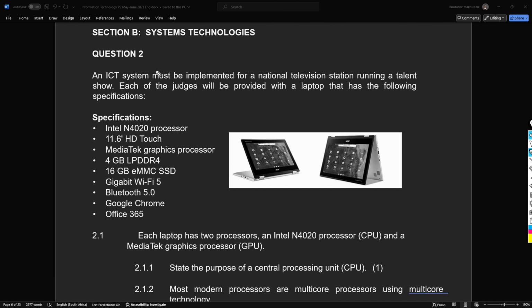So now we have section B, systems technologies. So we have to go through the specification and also what we are given, right? An ICT system must be implemented for a national television station running a talent show, right? Each of the judges will be provided with a laptop that has the following specifications. So this is a laptop, not even a tablet, right?